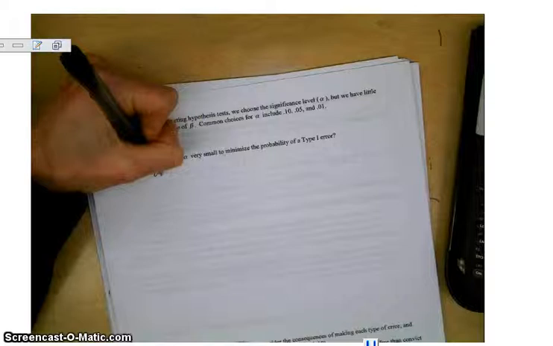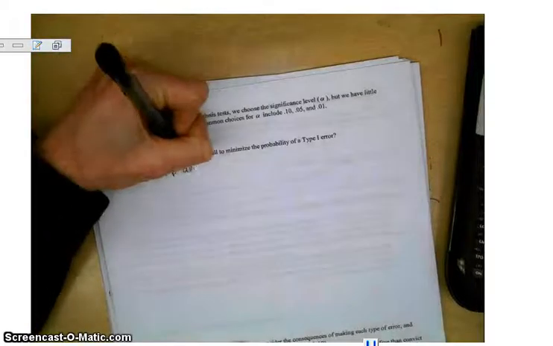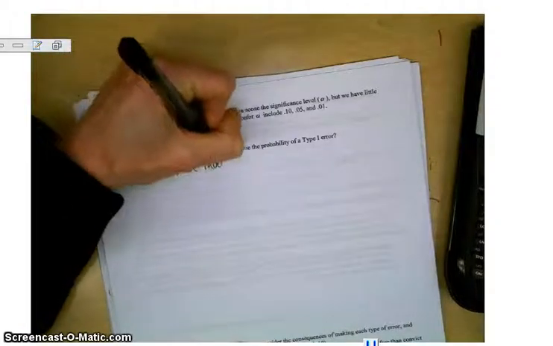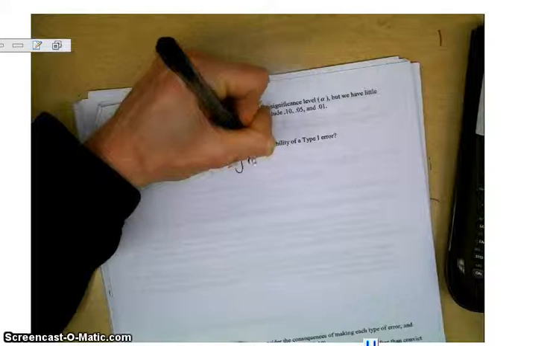All right, so the first thing you need to know is that alpha and beta are inversely related. So what does it mean if they're inversely related? Alpha equals 1 over beta.